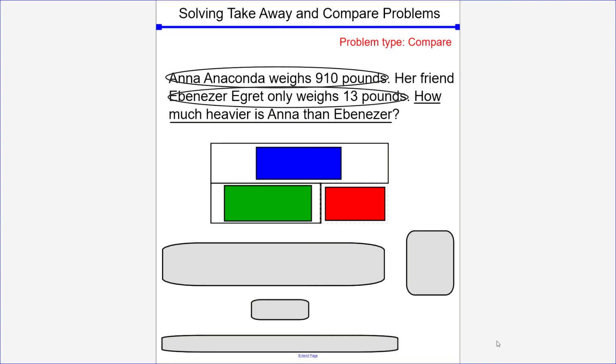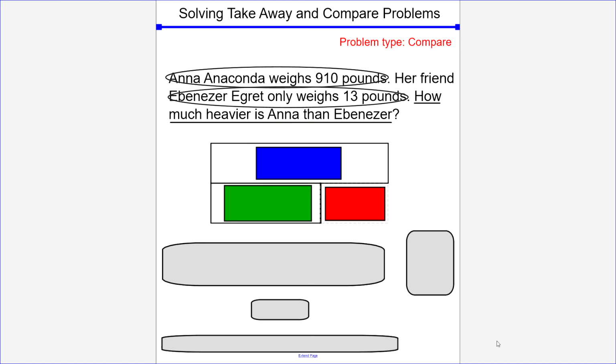Let's go ahead and solve just two of those problems we've already looked at today. Here's the problem about our friends Anna Anaconda and Ebenezer Egret. Let's reread it to ourselves one time to remind ourselves of the story problem. Anna Anaconda weighs 910 pounds. Her friend Ebenezer Egret only weighs 13 pounds. How much heavier is Anna than Ebenezer?